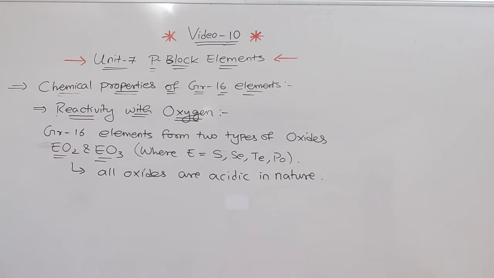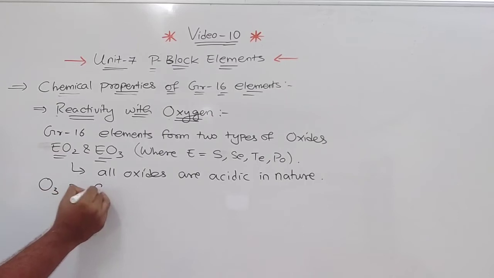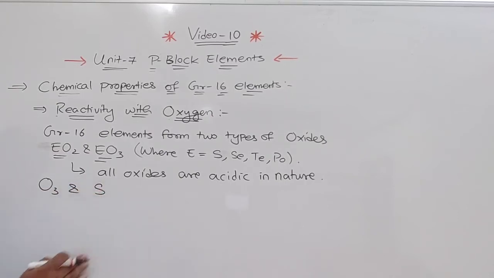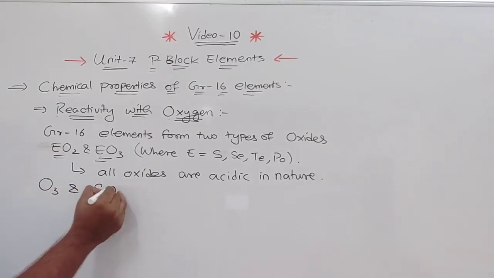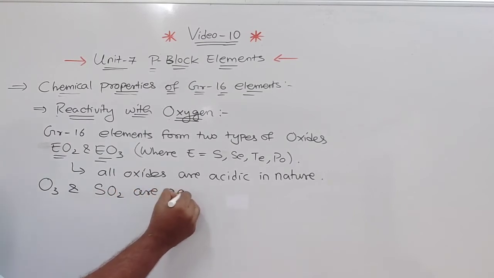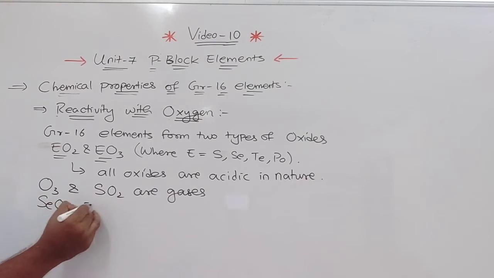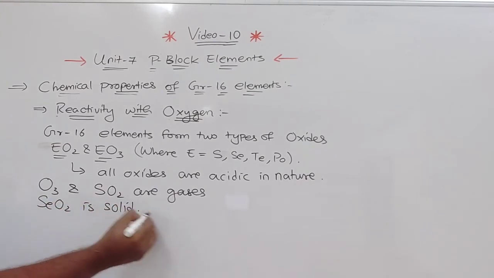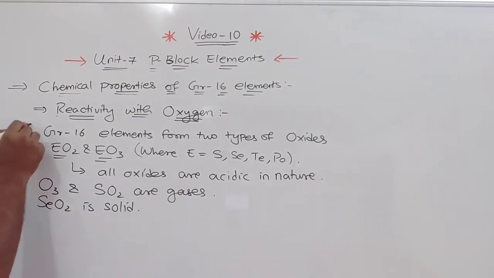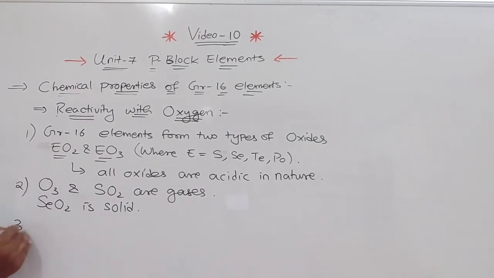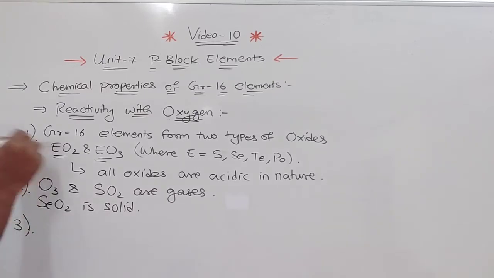Now, ozone, O3, and sulfur dioxide, SO2, are gases, while selenium dioxide, SeO2, is solid. Clear? So don't forget this. You can write this down. This is the second point. Then the third point.